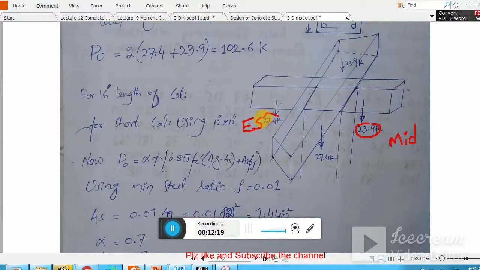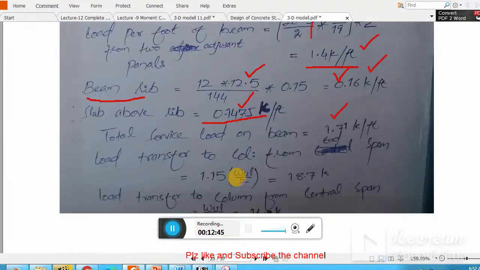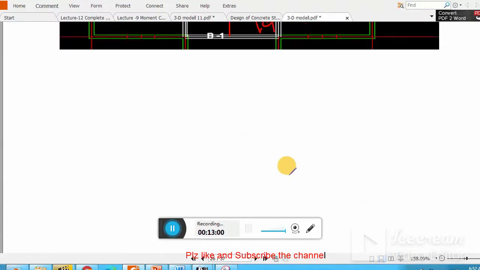Remember, this is from the end span. The end span reaction, as this is the first interior support and this is the exterior face, has 15% more reaction. That is why we are using 1.15 WuLn, and this is the 15% more of that reaction. This is the only difference; you must keep this in mind. Here I am using 15% more of that one, and for the rest, you see this is Wu Ln divided by 2, and you got 16.2. Okay, clear? And let me show you.